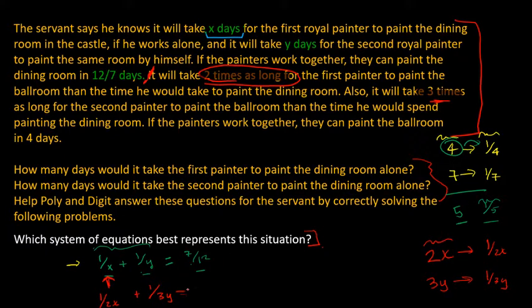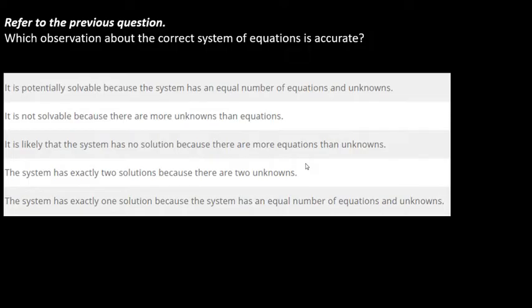And then I'm going to let you fill in this last piece. Remember, we've been taking the reciprocal of everything. So if together it's going to take them 4 days to do this, what's the reciprocal of 4? What's the number I'm going to write there? And that's going to be my system of equations that I select. All right, let's move on to question 2.